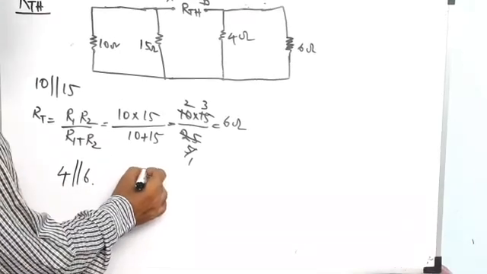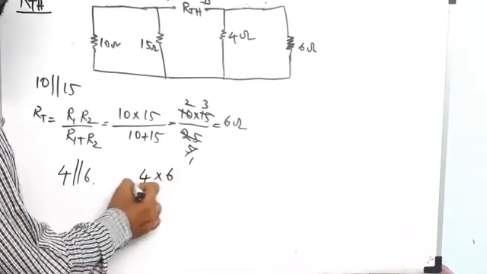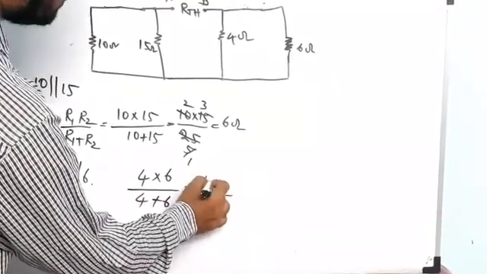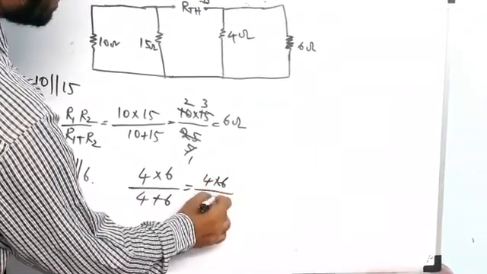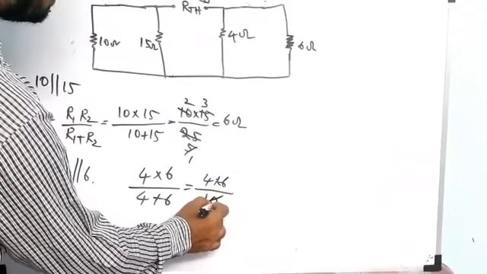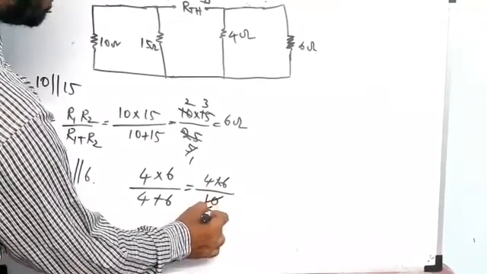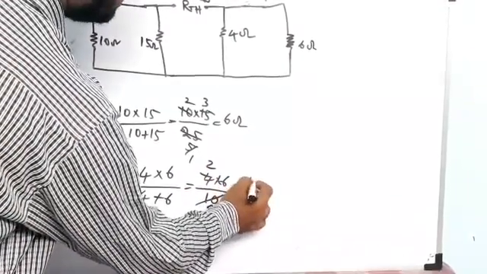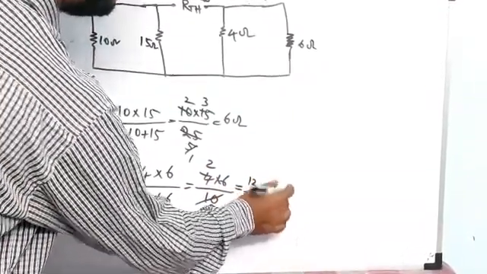That means R is 4 into 6 by 4 plus 6. So it is 4 into 6 by 10. 5 2s are 10, 2 2s are 4. No, cancel. So only 12 by 5 ohm. Okay.